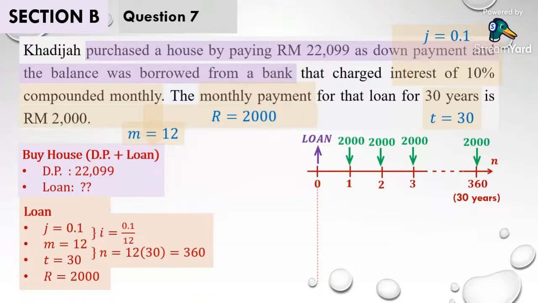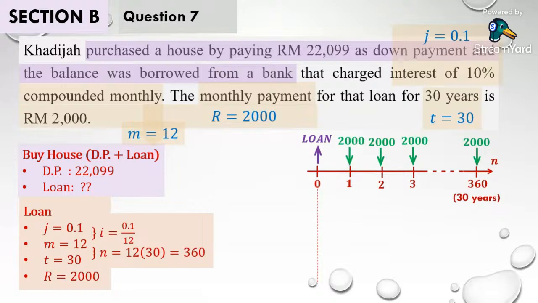How does this help us get the loan using the A_n formula? If you realize, all these 2,000 payments from the first until the 360th payment already include the interest. So if I want to find the amount of loan, we just take all the R, all the 2,000 here, and calculate back to the present time without interest.